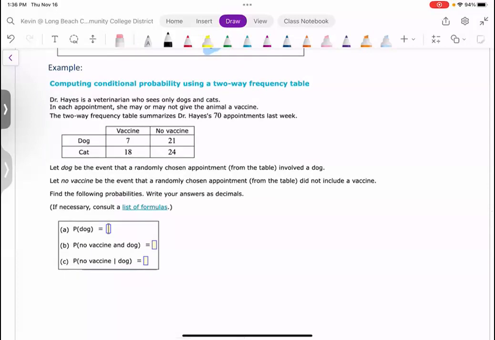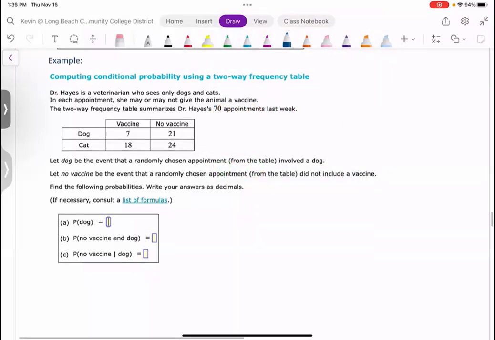All right, Dr. Hayes is a veterinarian who sees only dogs and cats. In each appointment, she may or may not give the animal a vaccine. The two-way frequency table summarizes Dr. Hayes's 70 appointments last week. Now, what I like to do real quick is write down the totals. So 7 plus 18 is 25. 21 plus 24 is 45.